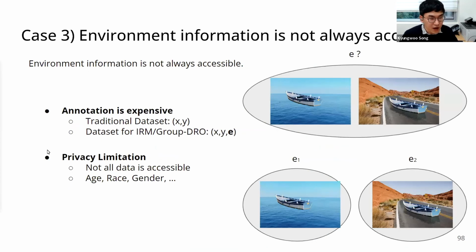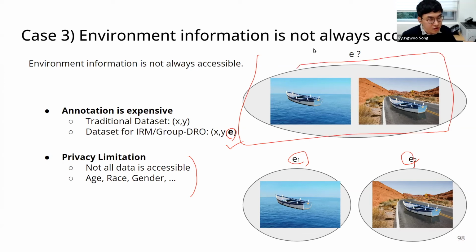The last case of part 3 is that we do not have environment labels, as well as the optimal data augmentation policy. Models introduced in part 3, including IRM and group DRO, require the environment labels. However, the environment labels or bias labels are not always accessible. The label annotation cost is expensive, and it could have privacy issues. How can we learn the invariant features when we encounter case 3?